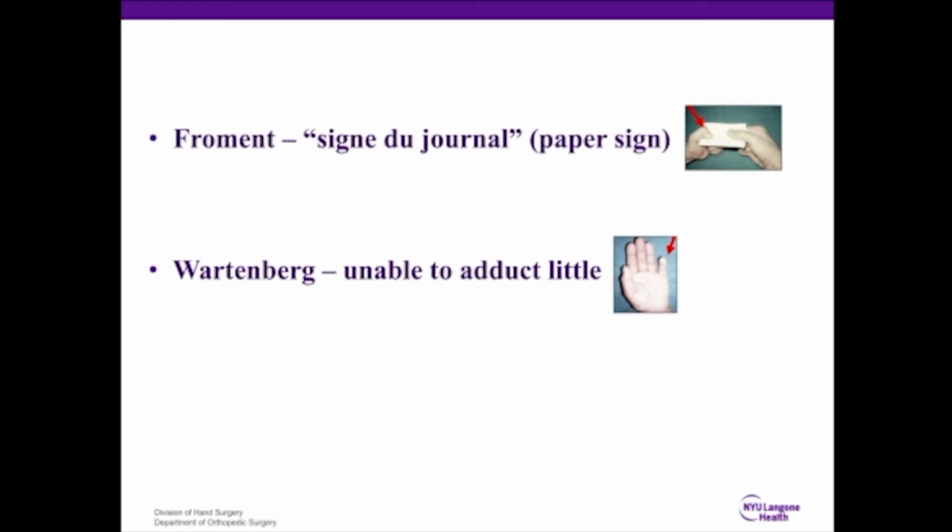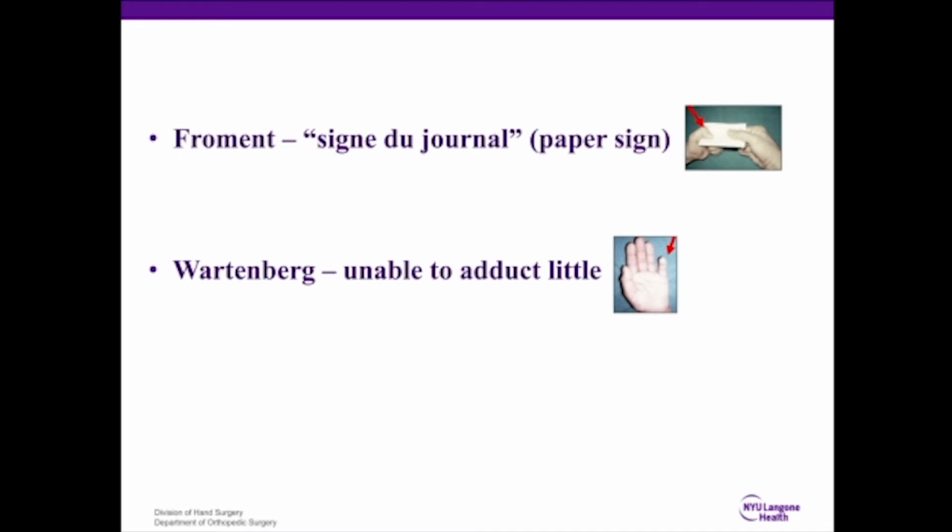Froment's sign, referred to as the paper sign or the sign de journal, is pictured in this picture. Rather than grabbing a piece of paper between the thumb and fingertips, a fist is made, and the piece of paper is grabbed between both thumbs that are adducted. That's the way Froment did his sign.